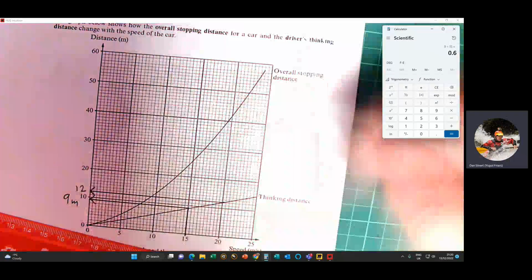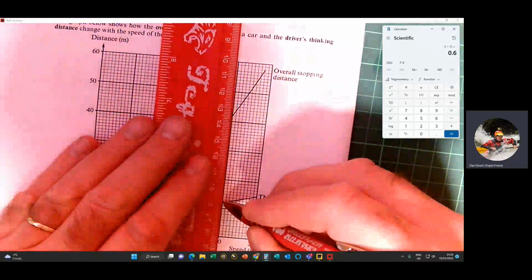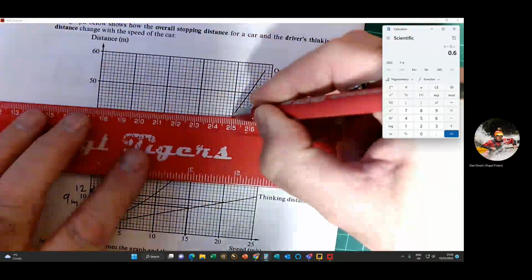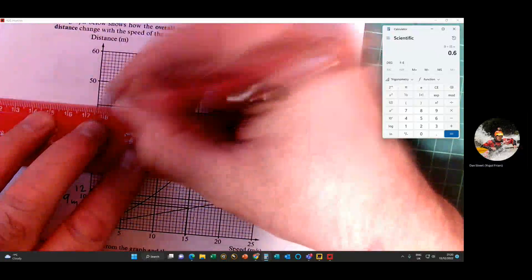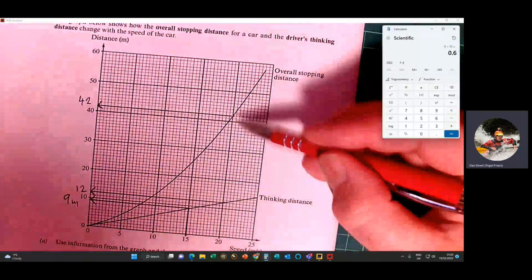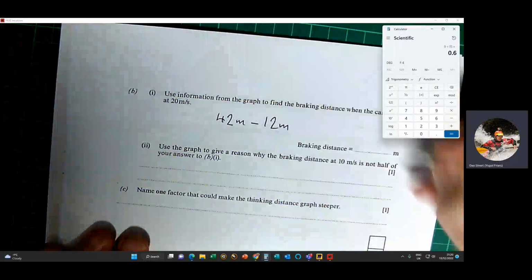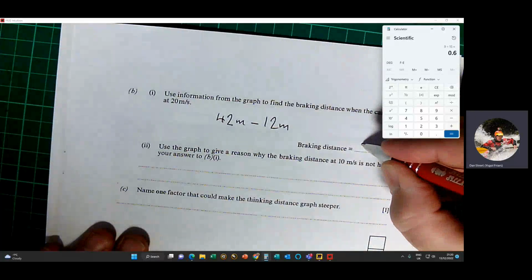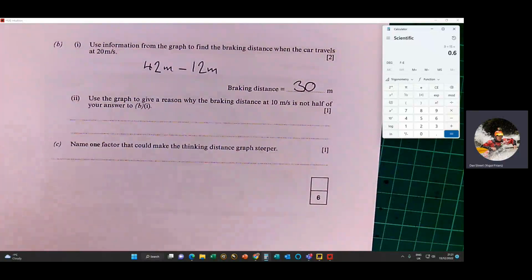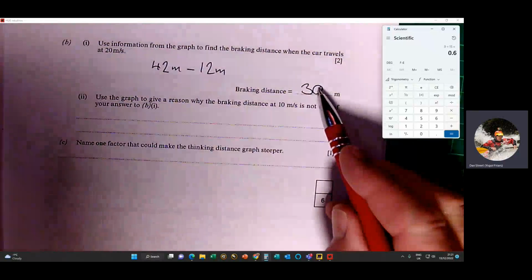So again, if we use our ruler, we discover that the thinking distance is 12, and the overall stopping distance is 42. Okay, so the braking distance is this length here, which is 42 take away 12. So 42 meters take away 12 meters obviously equals 30 meters. Okay, so that's the braking distance, the distance that the car needs to actually stop with the brakes applied.